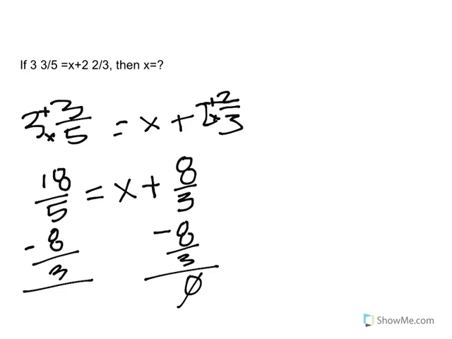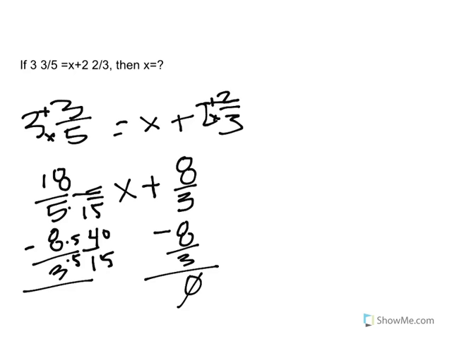Well, we can't subtract 18 over 5 minus 8 over 3 unless we have a common denominator. We need to make sure the bottom number is the same in order to subtract. We need to see what the common denominator is for 3 and 5. Well, both of those numbers can go into 15. We know that 3 goes into 15 5 times, so we have to multiply both the top and the bottom by 5. 3 times 5 equals 15. 8 times 5 equals 40.